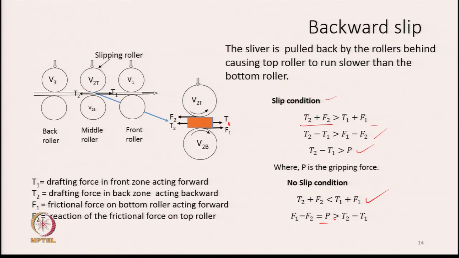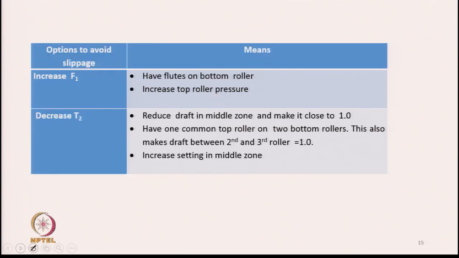The motion will be transmitted from the bottom to the top, and the roller will move; that is, V2t and V2b, these two speeds, will then be the same and there is not going to be any slip. So, this is what is important to avoid backward slip: P, the difference between F1 and F2, has to be more than T2 minus T1. So, we will see what practically we should do to achieve this.